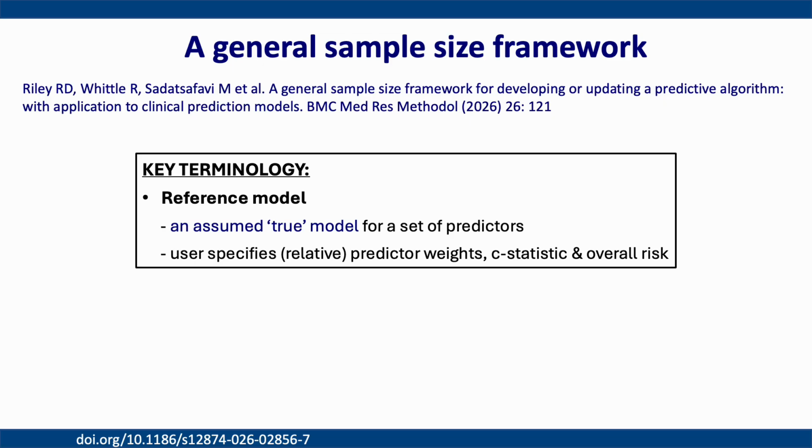And let's not forget, this is done in all areas of medical research. So, for example, in a randomized trial, when you're doing a sample size calculation, you have to say, well, what do I think the treatment effect is going to be? What do I think the prevalence of the outcome is in the control group, and so forth.